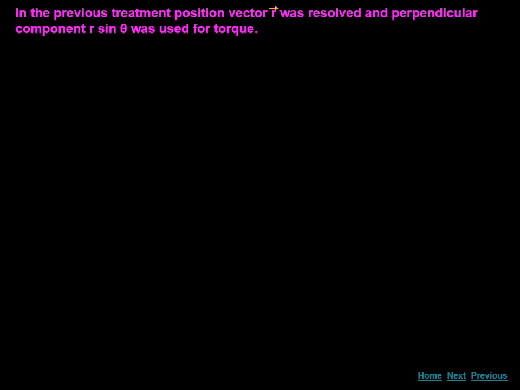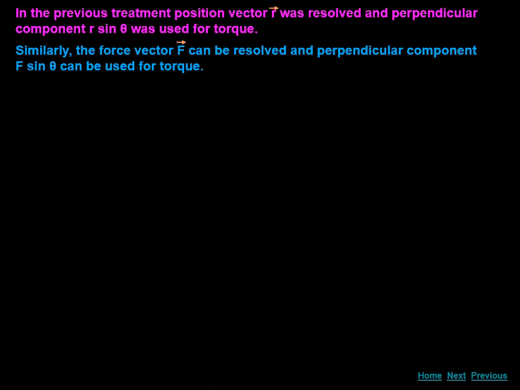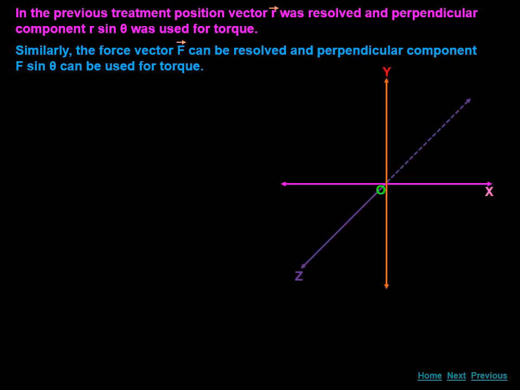In the previous treatment, the position vector r vector was resolved, and the perpendicular component r sin theta was used for torque. Similarly, the force vector can be resolved, and the perpendicular component F sin theta can be used for torque. In the previous case we took r sin theta as the perpendicular component. We can also use the perpendicular component of the force vector to find torque. How can we do this?